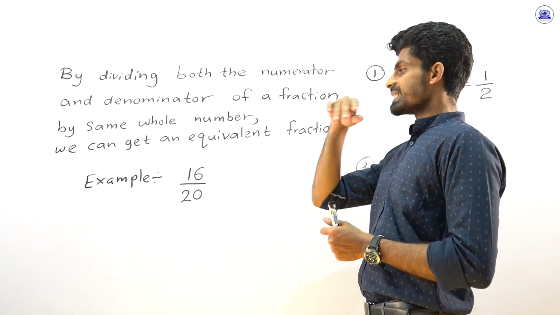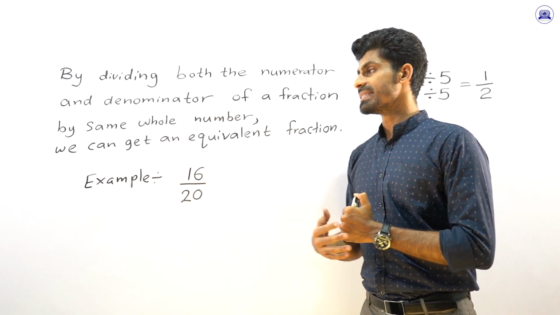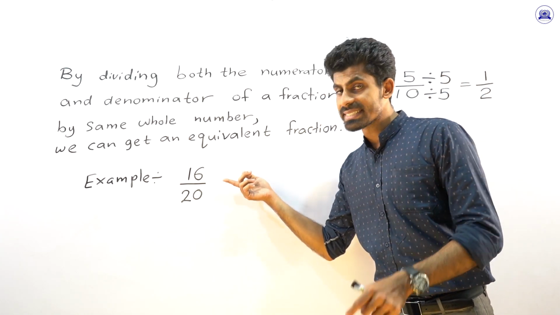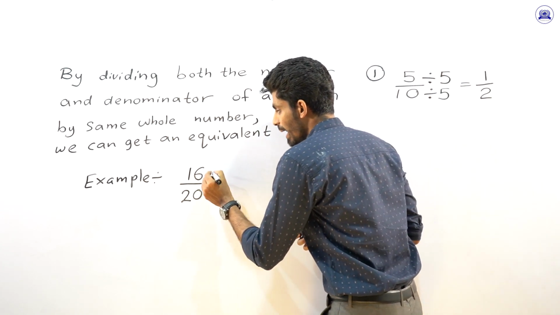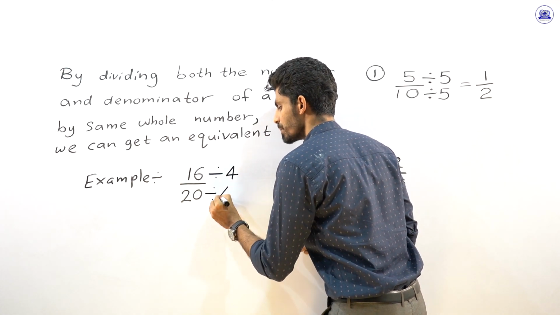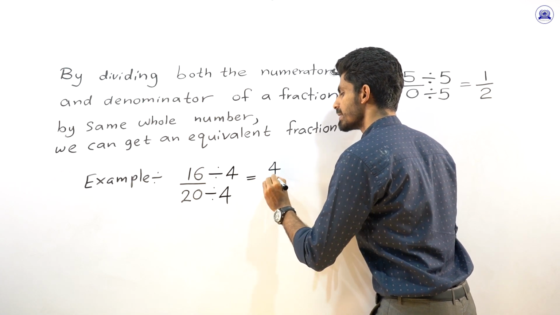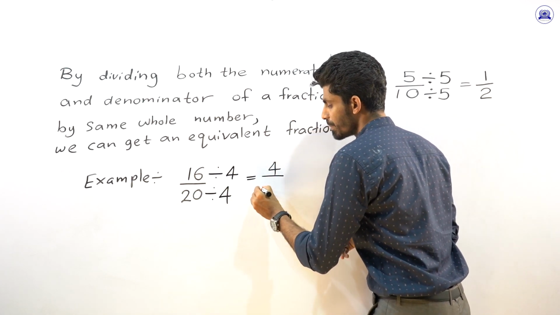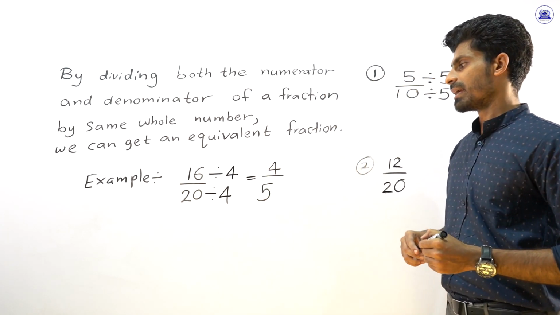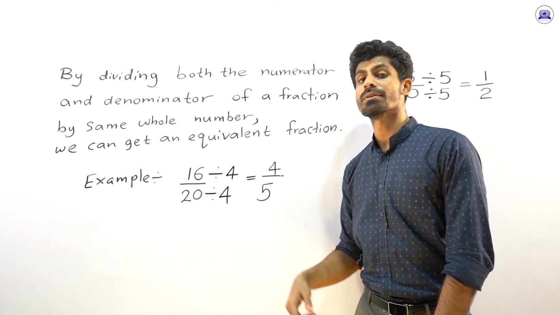Right. So Lamai, this is the second method. By dividing both the numerator and the denominator of a fraction by the same whole number, you can get an equivalent fraction. Look at this one. 16 is there and 20 is there. So I'm going to divide 16 by 4 and also 20 by 4. 16 divided by 4, what is the answer? 4. 20 divided by 4, what is the answer? 5. So that means 4 over 5 is equivalent to 16 over 20.